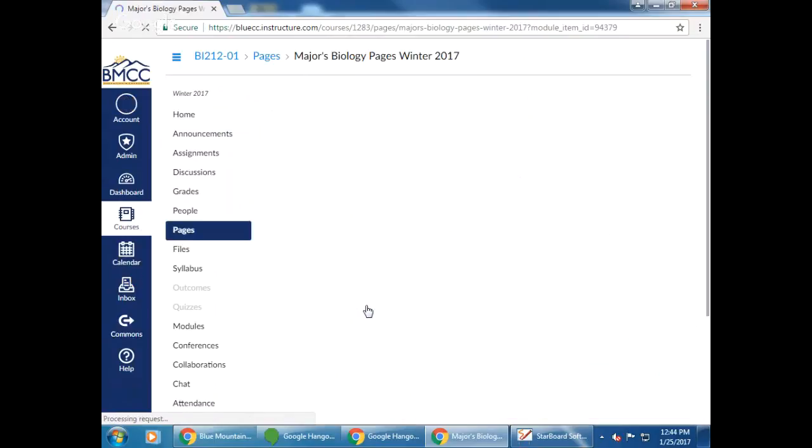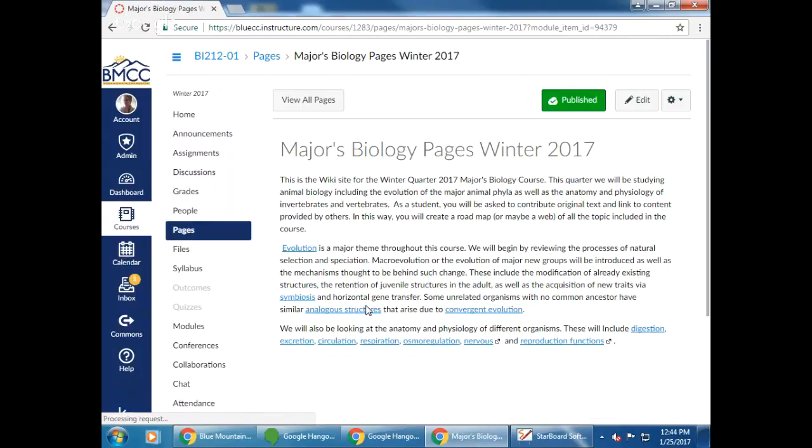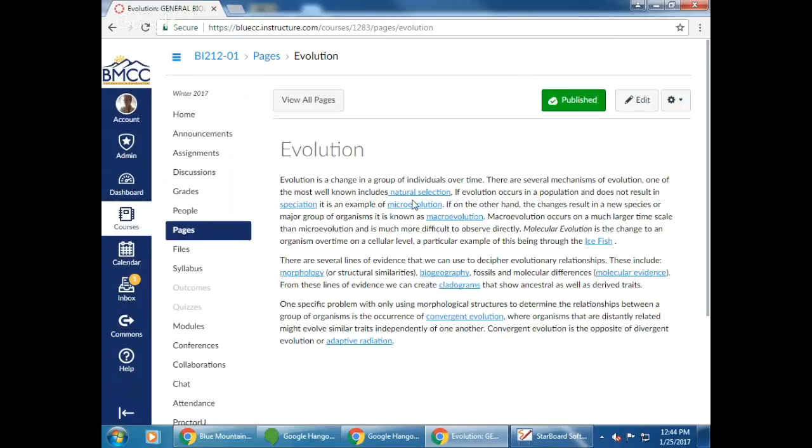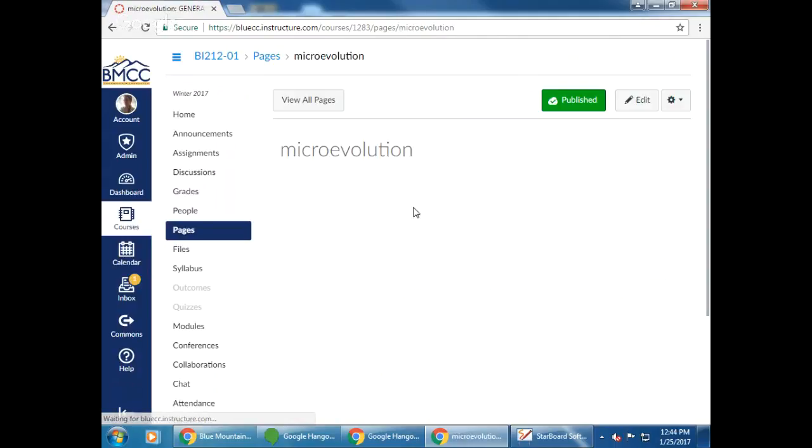If you click on it, it gives you some of the major topics, and these branch, so they become smaller and smaller. Evolution obviously is a major topic. When you click on evolution, it talks about some of the different topics within this. One thing that we talked about was microevolution. If I click on microevolution, you'll notice that there is nothing there, okay?